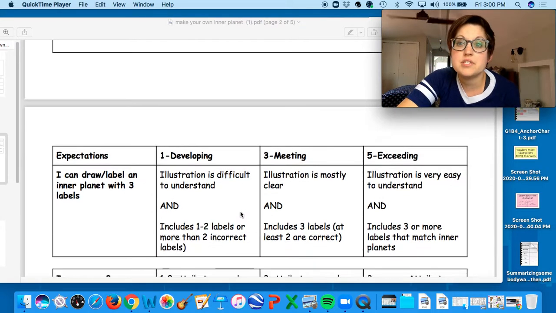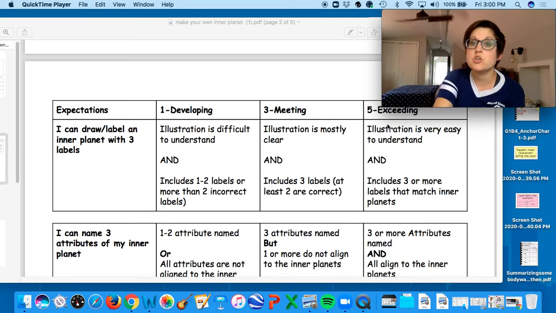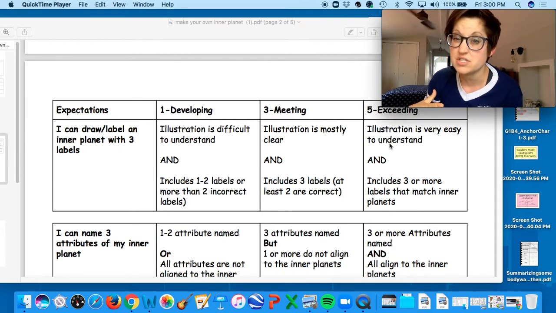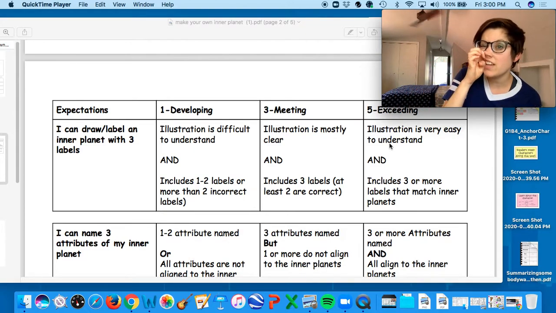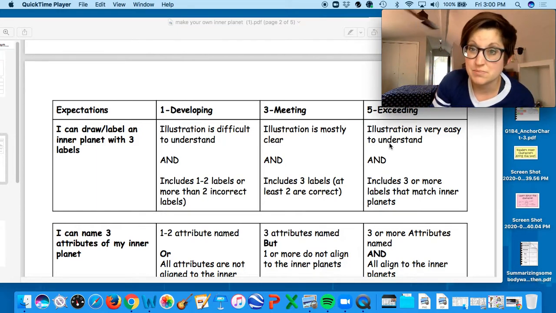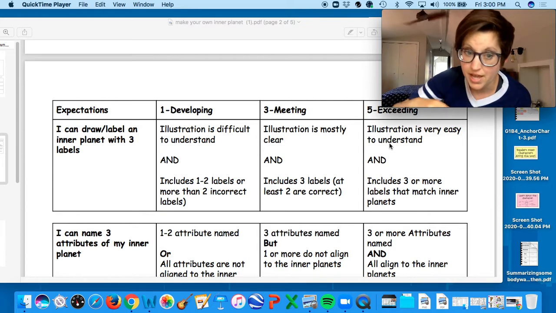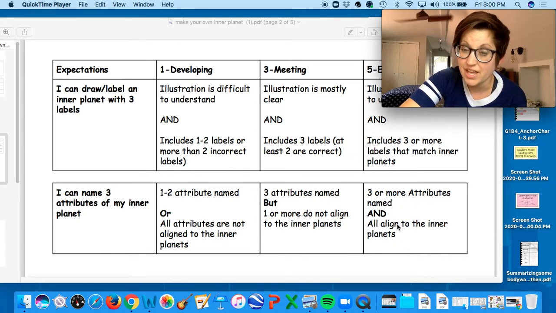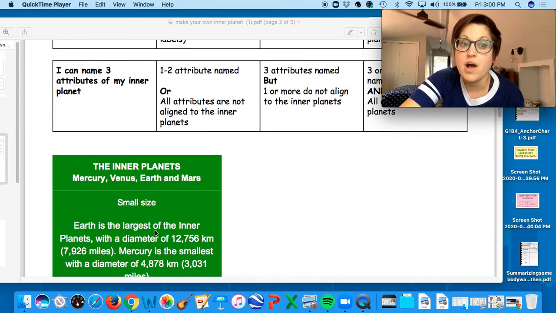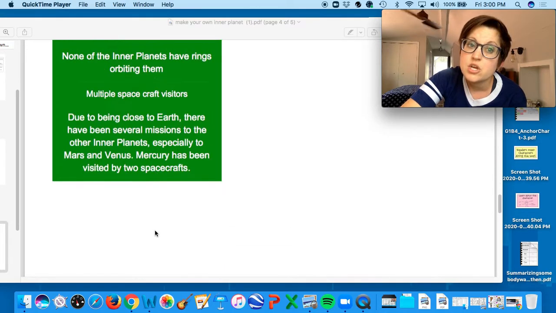And then on the second page, I have our rubric. So you have to draw and label your new inner planet with 3 labels. So your illustration has to be really clear and easy to understand, and it has to include 3 or more labels that match inner planets. So you can't just label planet. I know it's a planet, and you can't just label its name. You have to label characteristics that tell more facts about your planet. And then you have to name 3 or more attributes that align to the inner planets, and that is your job. Now, as a little help though, I gave you some facts about inner planets at the bottom that you can use to help guide.